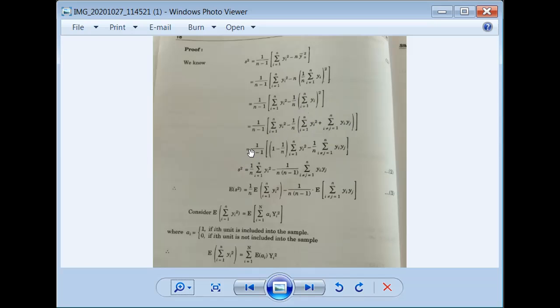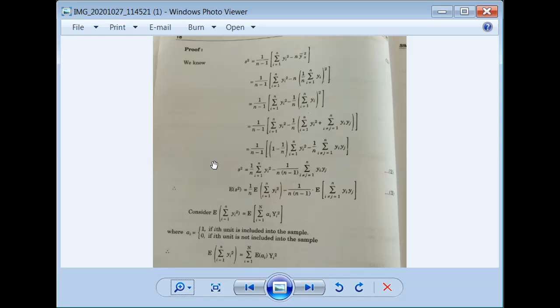Then 1 by n minus 1 is common. Here 1 is there, and here minus 1 by n is there, so we take out 1 minus 1 by n. Summation yi square is common for both terms. Then again 1 by n we take for the second term also, so minus into plus gives minus 1 by n summation yi into yj. Then s square equals 1 by n summation yi square minus, combining 1 by n minus 1 into 1 by n, 1 by n into n minus 1 summation yi into yj. This is called equation 2.